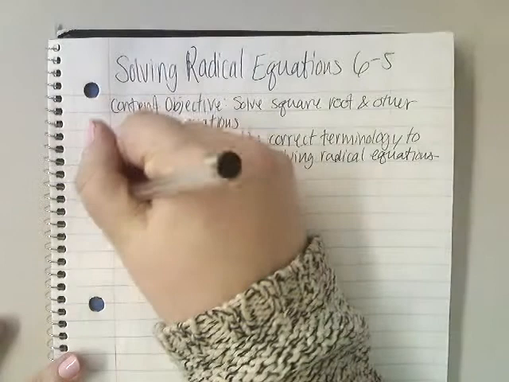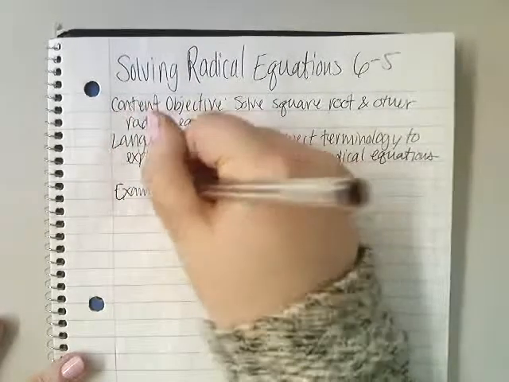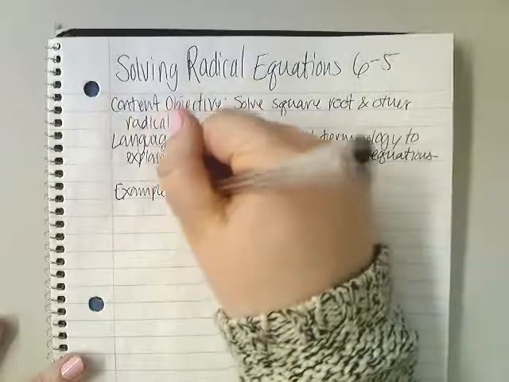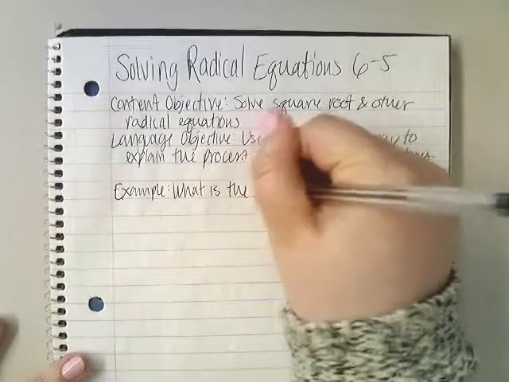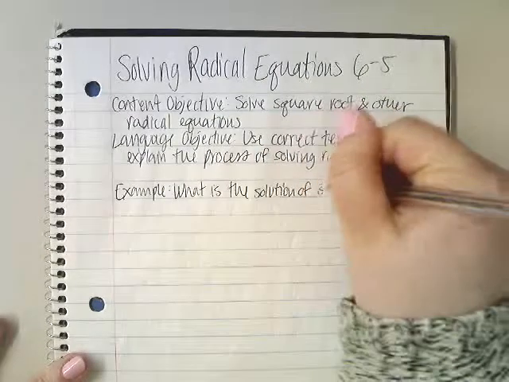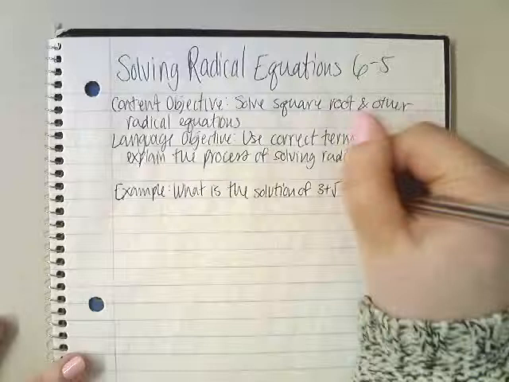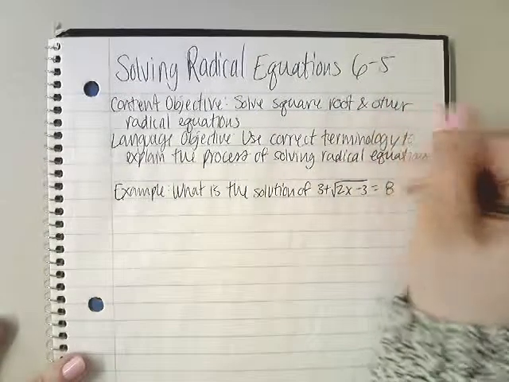So I'm going to jump in with examples because I think we have most of the background knowledge we need to do this. So we're going to figure out problems like this today. So what is the solution of 3 plus the square root of 2x minus 3 equals 8?